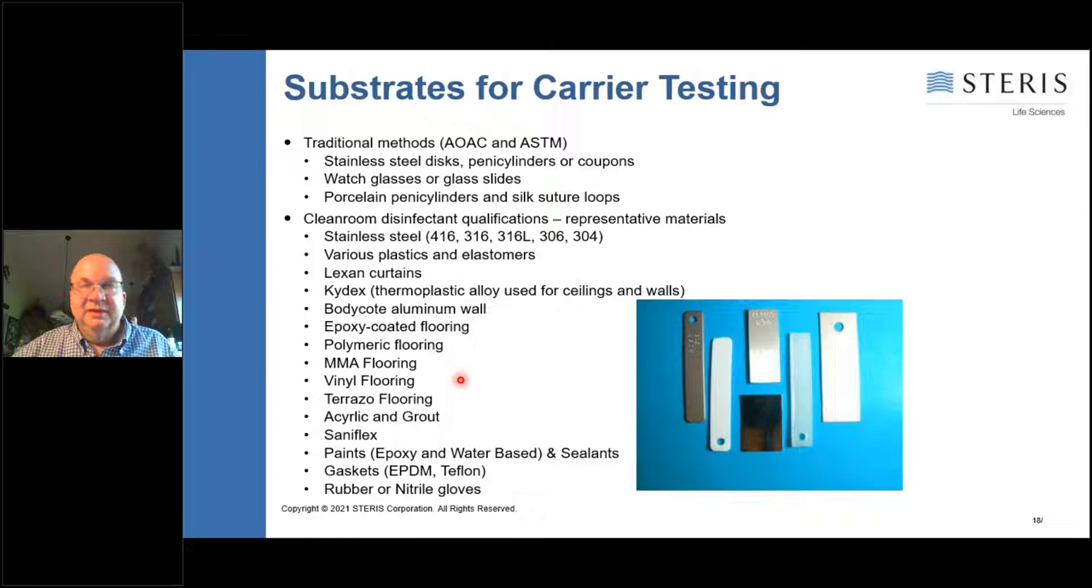So if I only have a very small segment of floor that's vinyl, probably not going to include it. But if most of my flooring is epoxy from Stonehard, I'd probably reach out to Stonehard to get samples of that flooring to include in my assay. I've even had facilities look at acrylic and grout as potential surfaces, Saniflex, which is an epoxy-based Sherman Williams paint. Other types of epoxy or water-based paints or sealants might be included. Gasket materials such as EPDM or Teflon, and gloves, so rubber or nitrile gloves, or if you use these products in an isolator, you might have samples of that isolator glove or RABS glove for the coupon study.